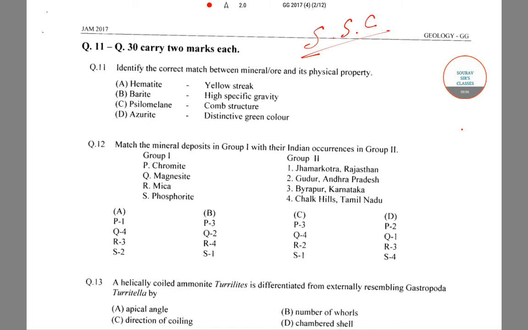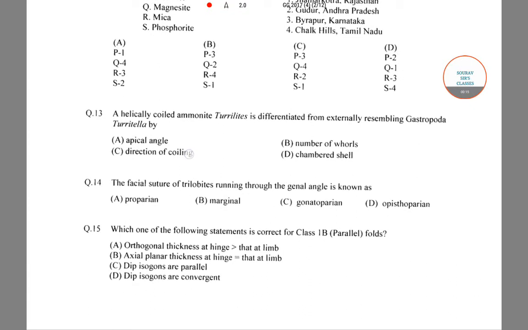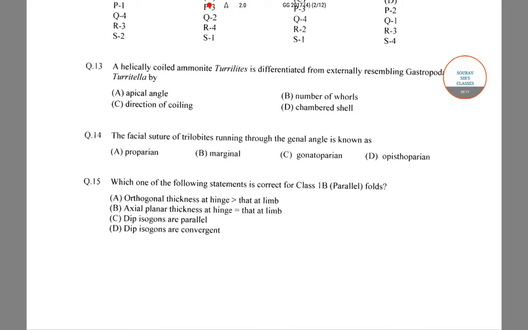As you know, we are dealing with the IIT JAM Geology 2017 paper, and right now we are discussing question number 15. In question number 15 they ask: which one of the following statements is correct for class 1B, or you can say parallel folds? Is it orthogonal thickness at hinge greater than at limb, or axial planar thickness at hinge is equal to that at limb?